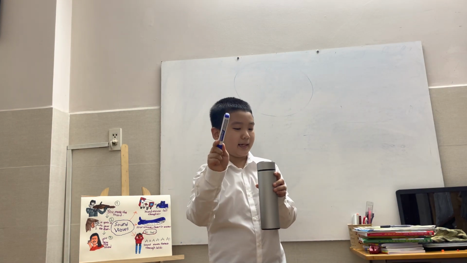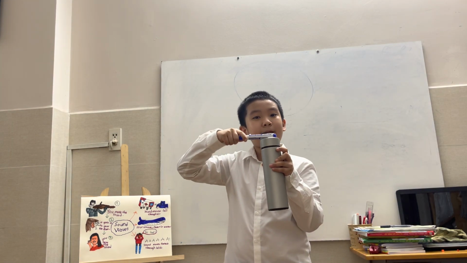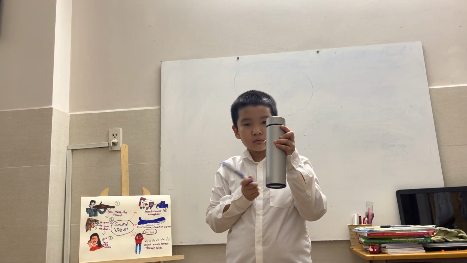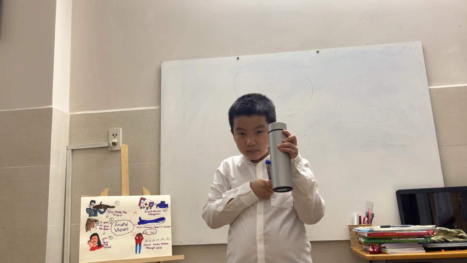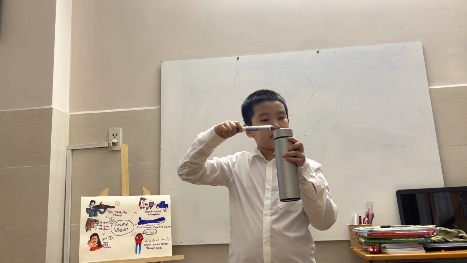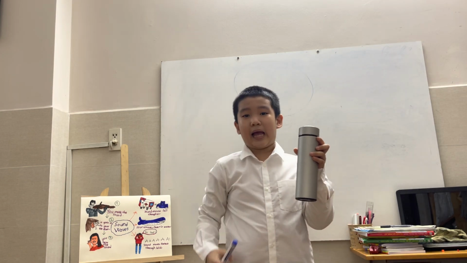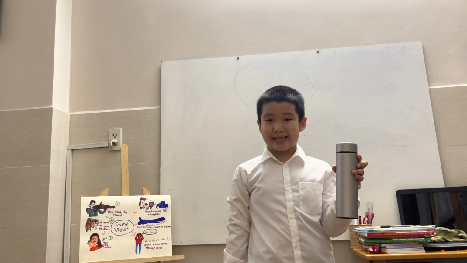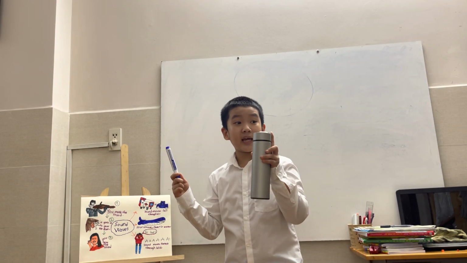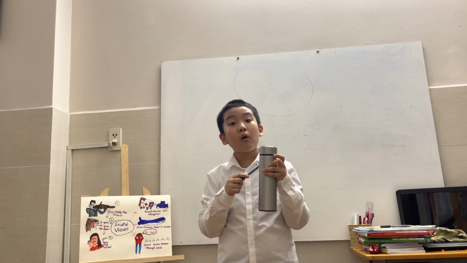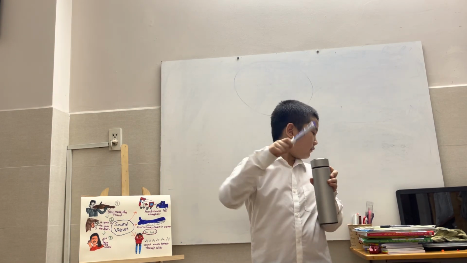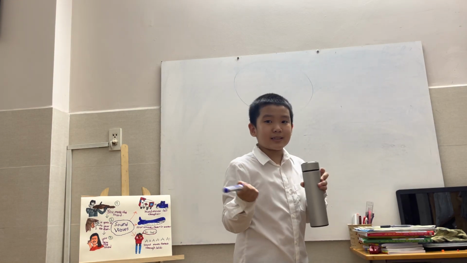See, when I get this marker and I tap it on the metal bottle, it vibrates. If I tap it, it only makes a small, soft sound, so there's less vibration. But if I hit it, it will make more vibration and there will be more sound.